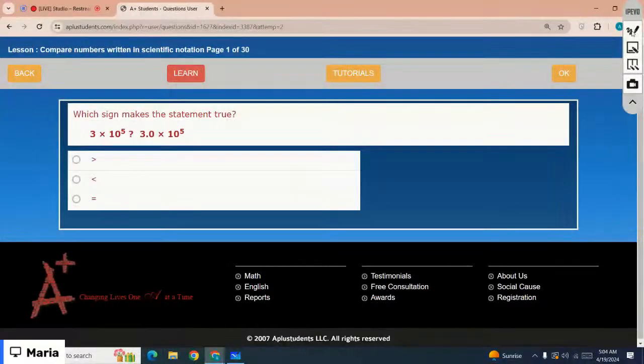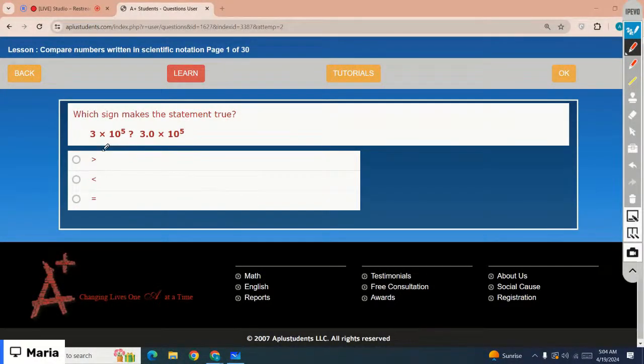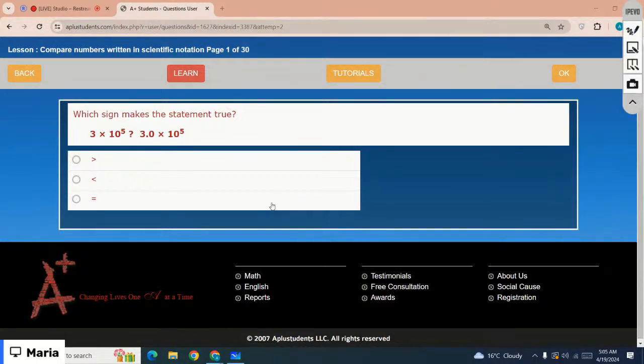Okay. Which sign makes the statement true? 3 times 10 exponent 5 and 3 times 10 exponent 5, right? You have to compare. So first thing is you need to compare the exponents of 10, right? They both are 10 exponent 5 and 10 exponent 5. They both are exactly equal. Now just look at the numbers. 3 and 3, again they are equal. So 3 times 10 exponent 5 is equal to 3 times 10 exponent 5. They both are exactly equal. So option number 3 is the correct option.